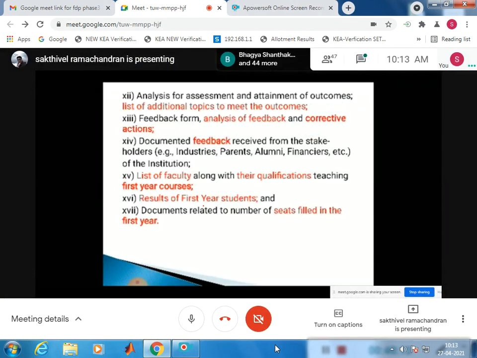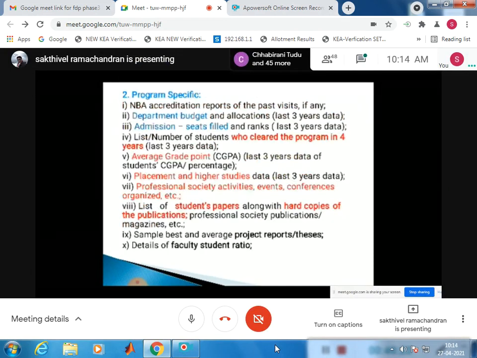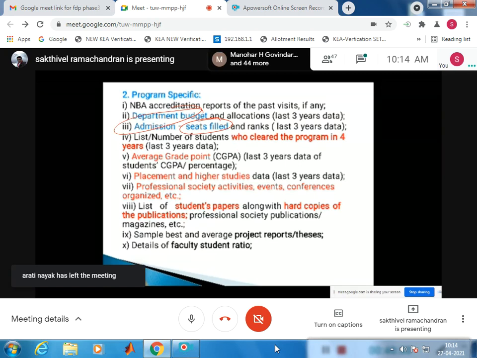Then list of faculty, their qualification, year-wise publication, results, all this again needs to be documented and well filed. With respect to program specific, whatever we discussed earlier is at the institution level. With respect to program specific, it's the department budget, admission, seats filled, and who cleared the 4 years or 3 years, whatever it may be.